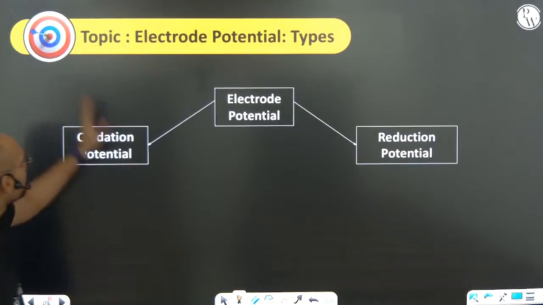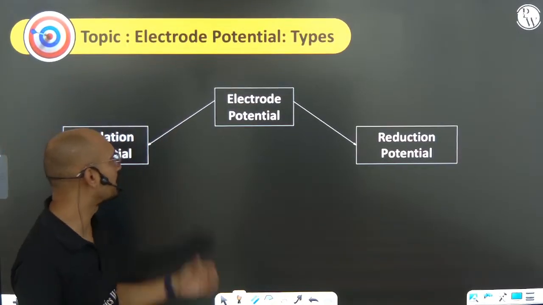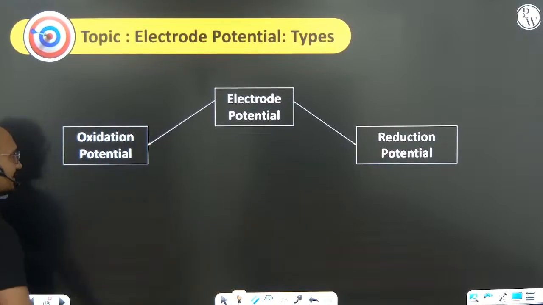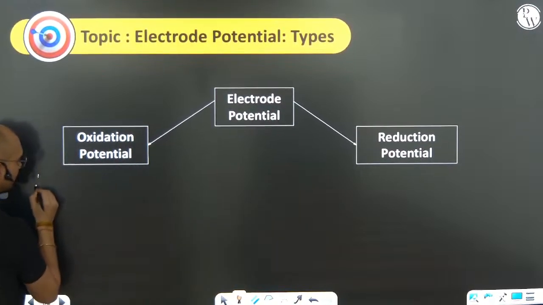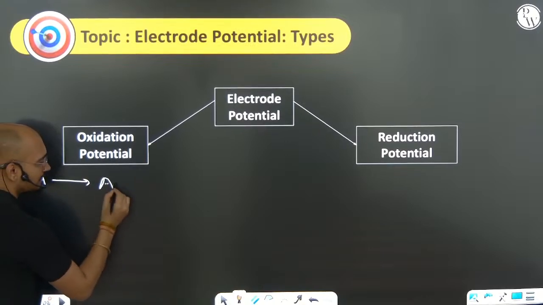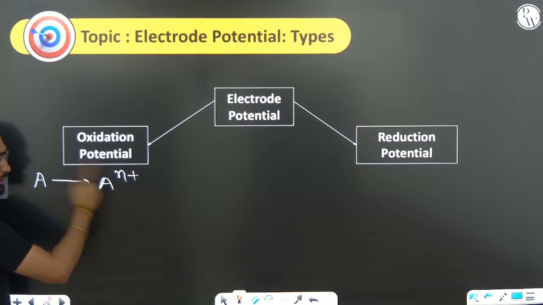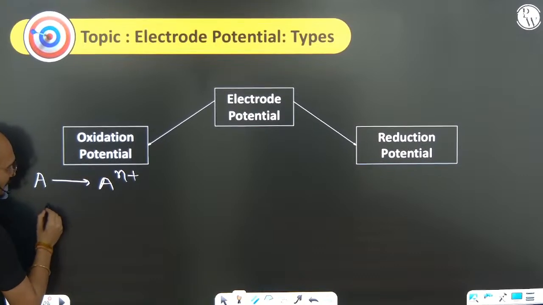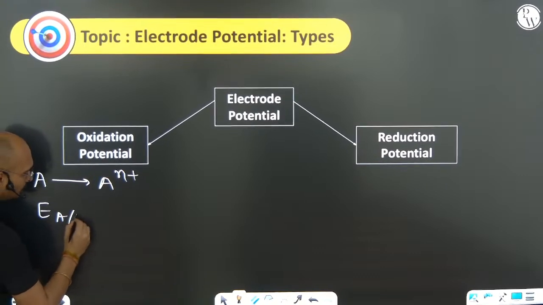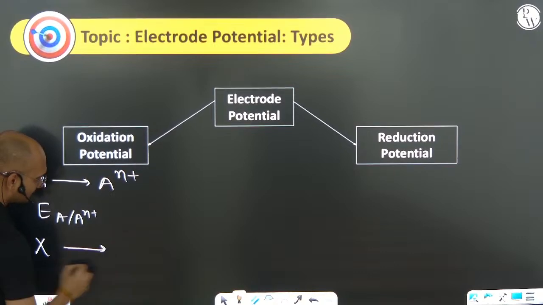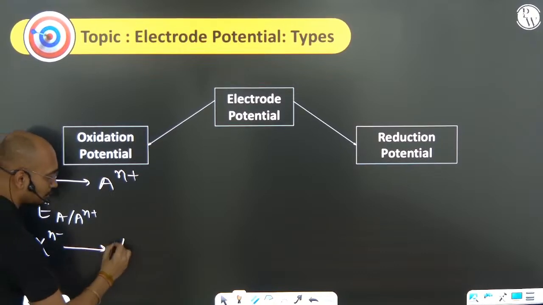Keep in mind. Next, electrode potentials are of two types: one is oxidation potential, another is reduction potential. What is oxidation potential? Let's say a reaction is given in the form of oxidation, A to A^n+. In such case, it is getting oxidized. So you will write E for A to A^n+, and it is called oxidation potential. Or you can also say X^n- converting into X.